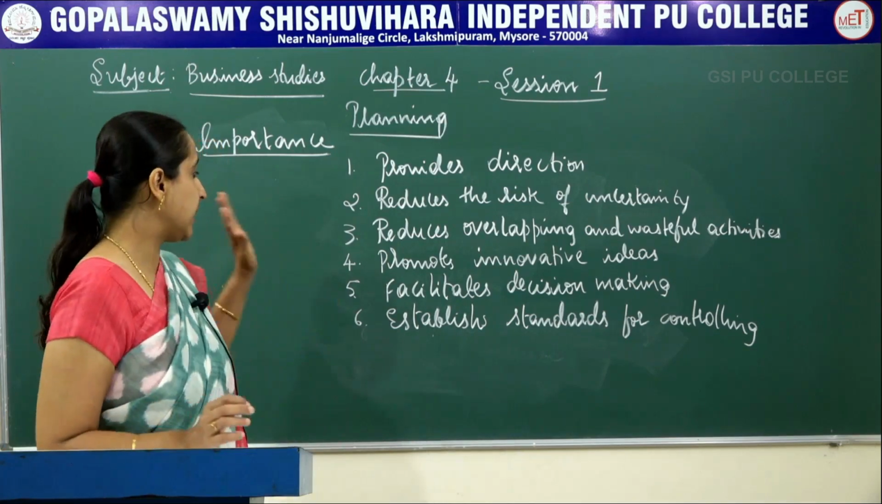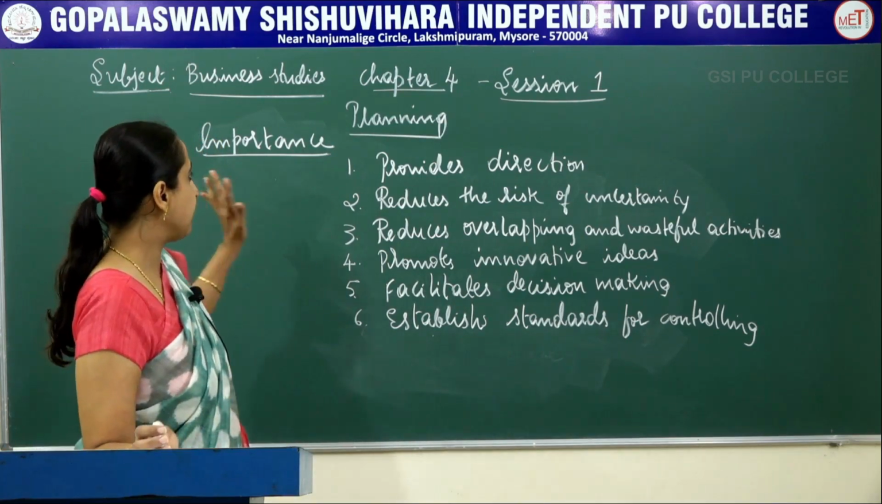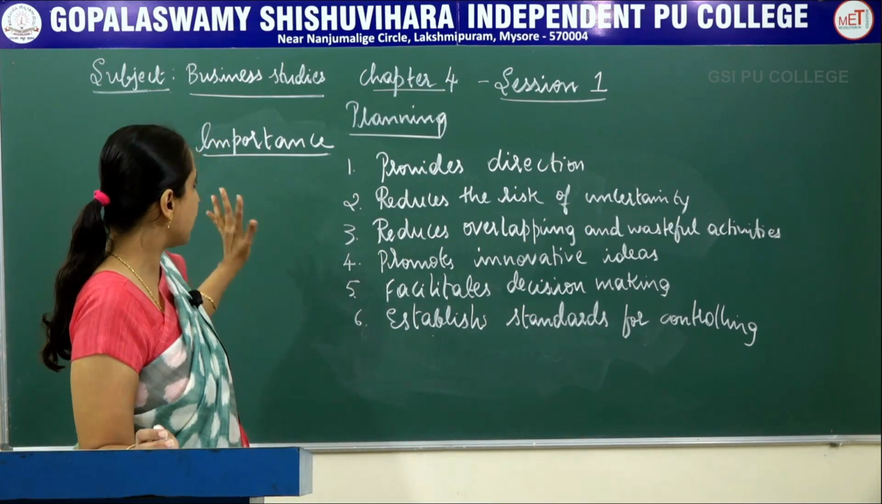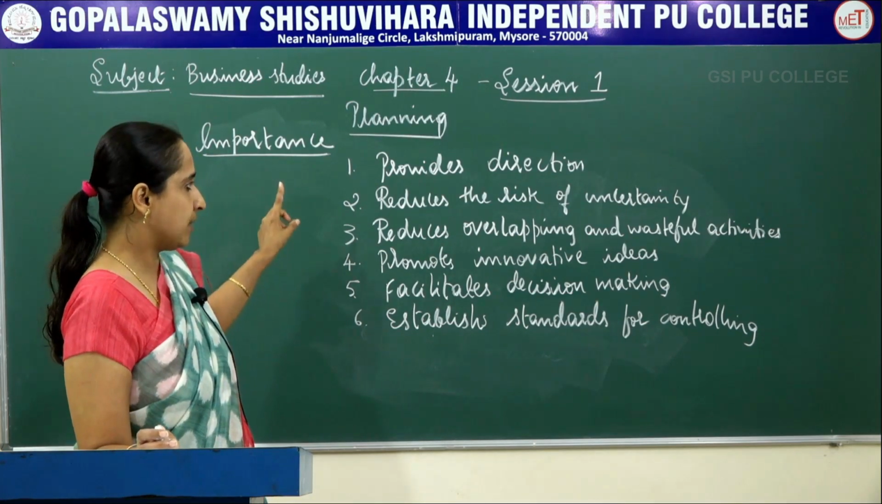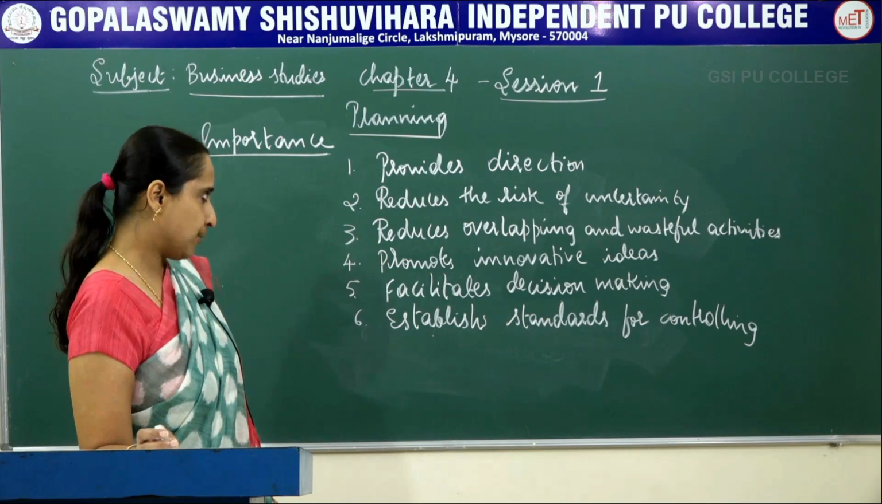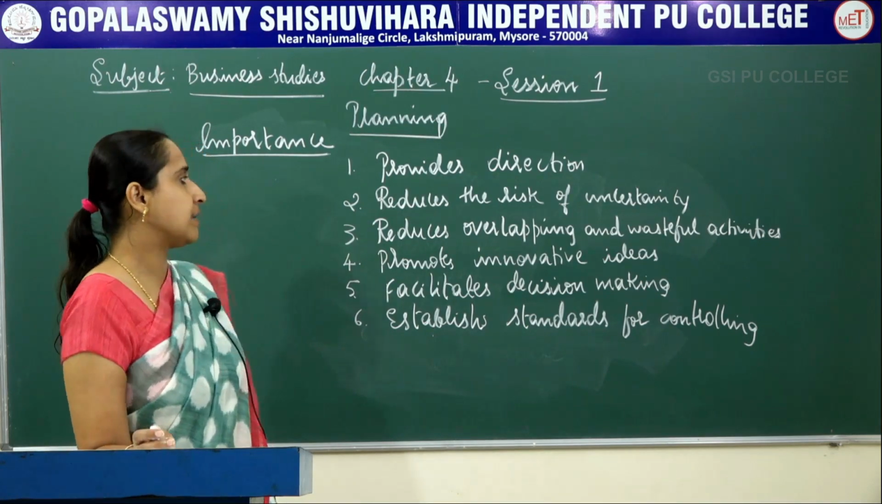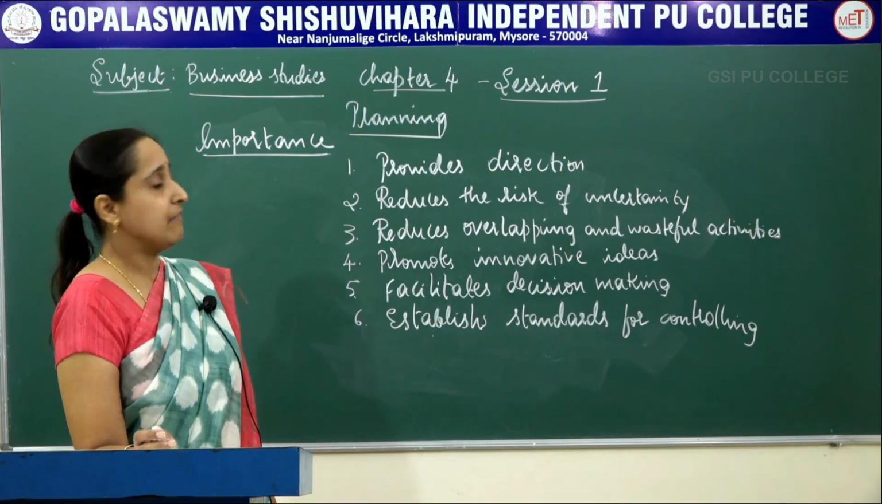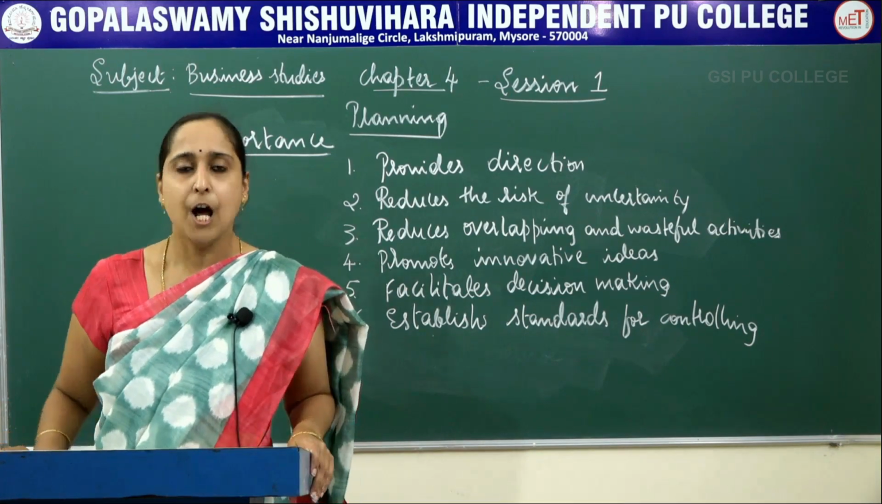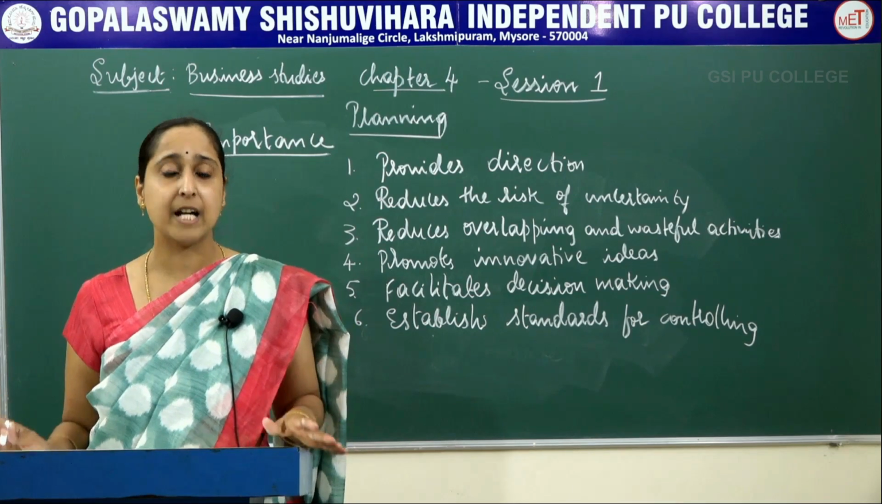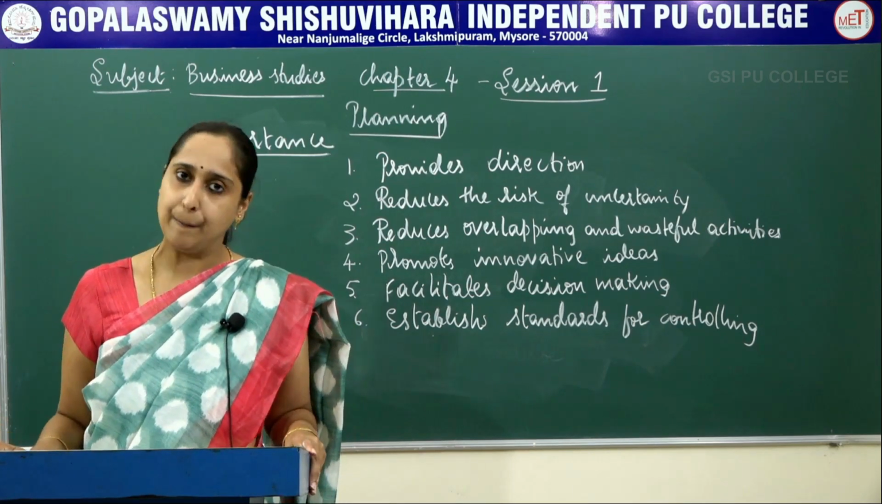So these are the six importance of planning. Planning provides direction, it reduces the risk of uncertainty, it reduces overlapping and wasteful activities, promotes innovative ideas, facilitates decision making, and establishes standards for controlling. So these are the six importance of planning.